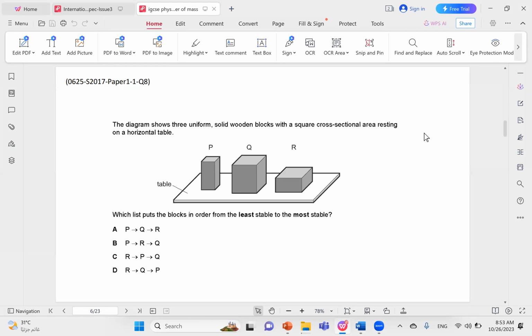So which one is the most stable here? This one is the most stable. And this one would be the least stable because it is the thinnest in a sense. It has a very small area in contact with the ground compared to the rest. So if we're going from least to most, the correct answer would be choice A, P, Q, R.